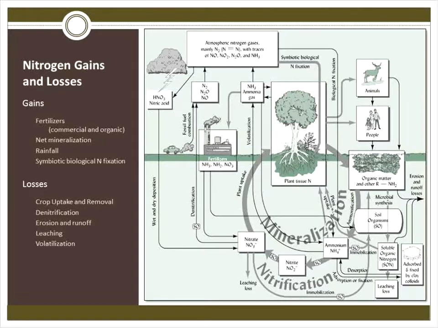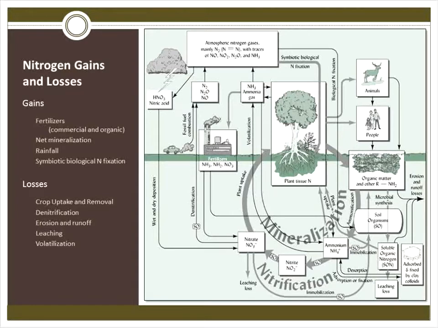Rainfall contributes some nitrogen. Depending on where you are, you'll get more or less nitrogen. And the last gain is symbiotic biological nitrogen fixation. I appreciate Dr. Krause describing what this is. It's the plant's ability to use dinitrogen gas, which is generally non-reactive, and transform it into a reactive species of nitrogen that the plant can use. So those are our 4 gains.